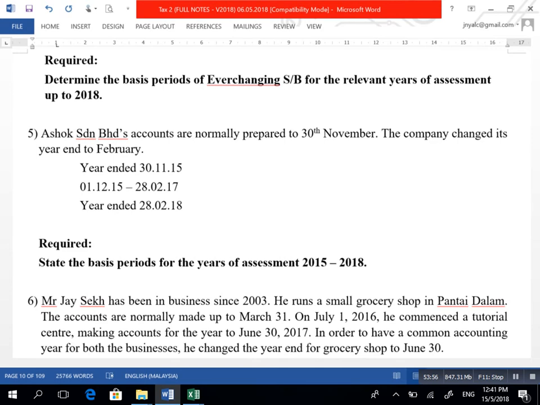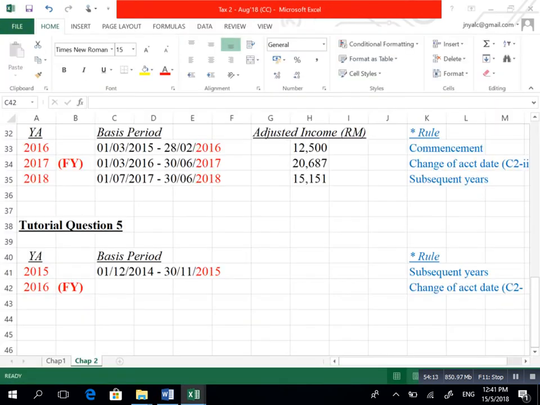So just remark here. Filler year, you should get 8 months account. And then followed by the next year, 2017, you should get 7 months account. Okay? So it will determine for you 2 years of assessment in one shot here.